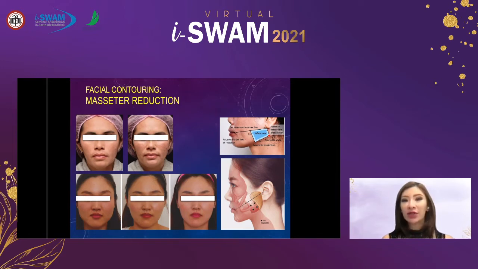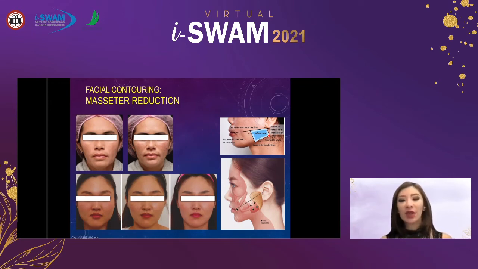So what you have to do is ask the patient to clench, to bite tightly, and then palpate the anterior border and make a line between the anterior border, between the lateral side of the oral commissure, and then make a line to the earlobe, the lower part of the earlobe, and that is your safety zone.